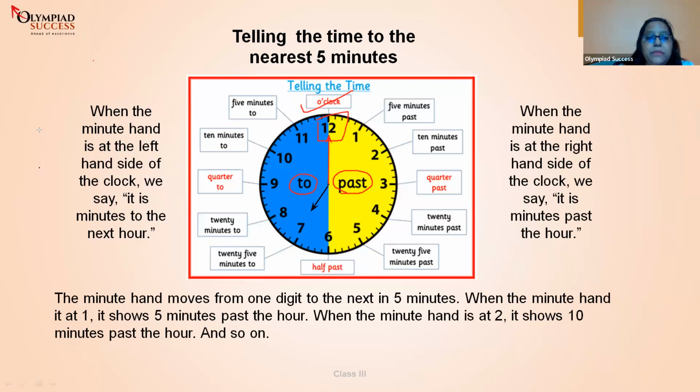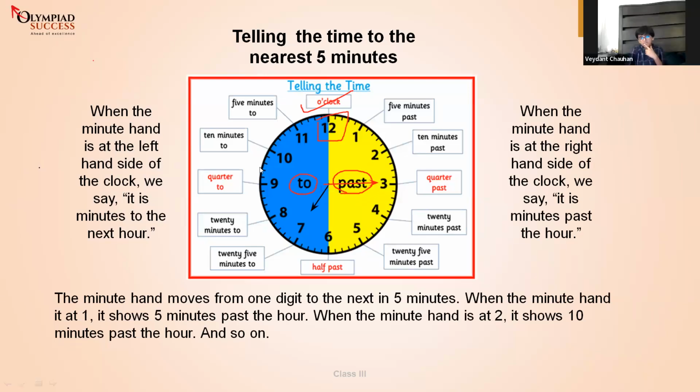Now, if my minute hand moves from 12 and gets shifted, suppose I shift this and make it go to 3. It is now at 3. When you come to this point, what will the minutes be? The minutes will be 15. Correct? You get 15 minutes here, right?